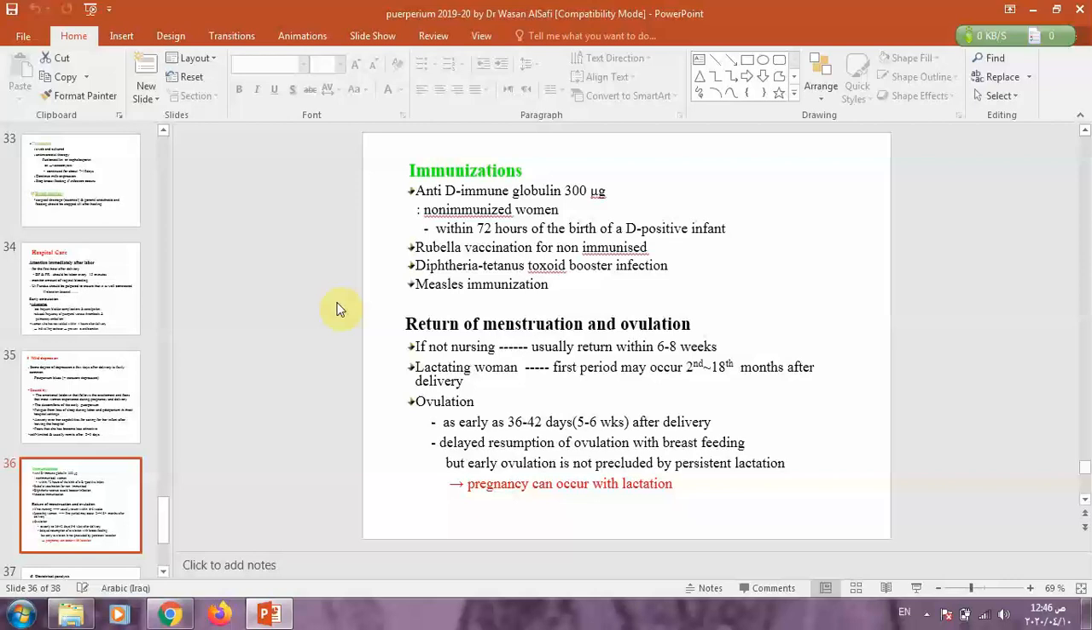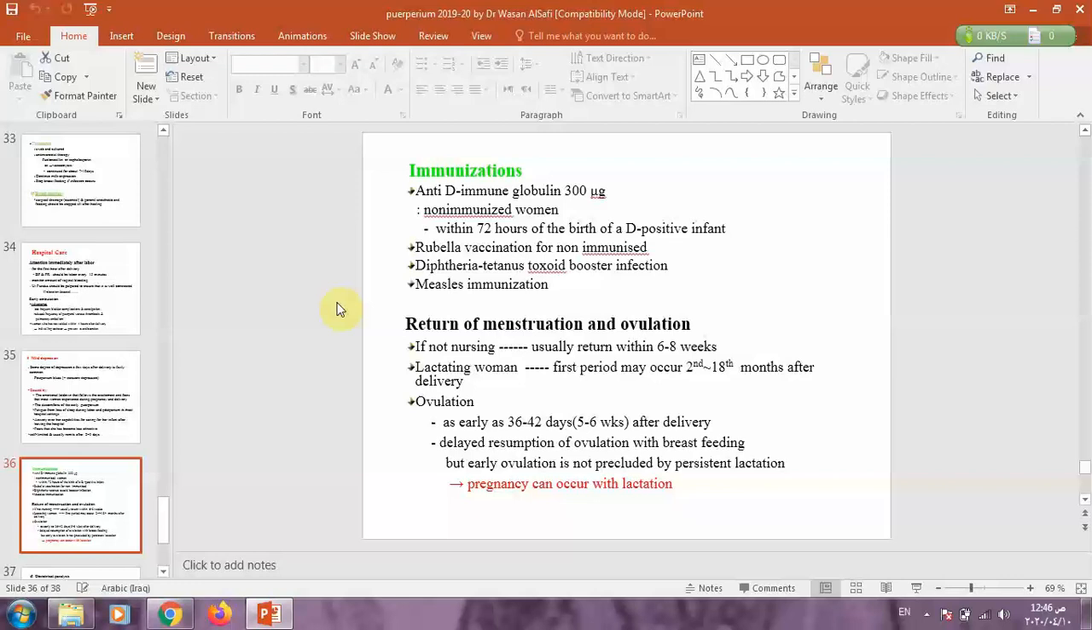The return of menstruation and ovulation, if not nursing, usually occurs within 6 to 8 weeks. In lactating women, the first period may occur in the 2nd or 18th month after delivery. It may take a prolonged time to return to menstruation. Ovulation usually occurs as early as 5 to 6 weeks after delivery, sometimes even 3 weeks after delivery.